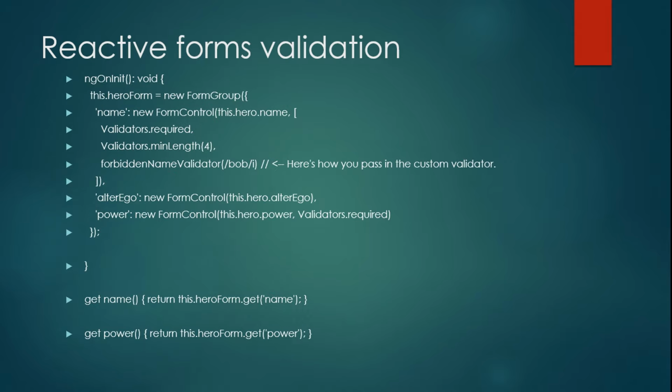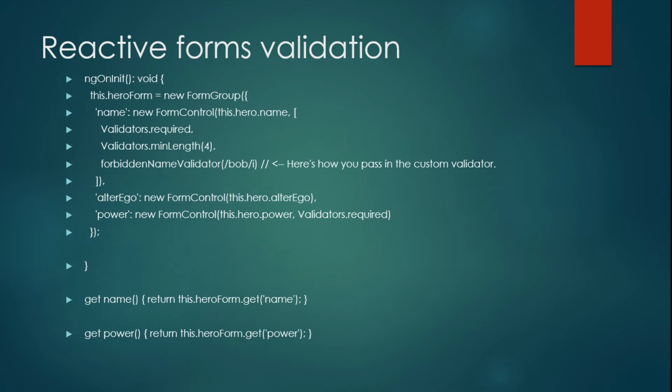But in reactive forms, we get the validator properties through the form control instance, and then we set the getters, and those getters return the value through the form group instance, getting the respective form control instance, so that we can access the getter names in the template.